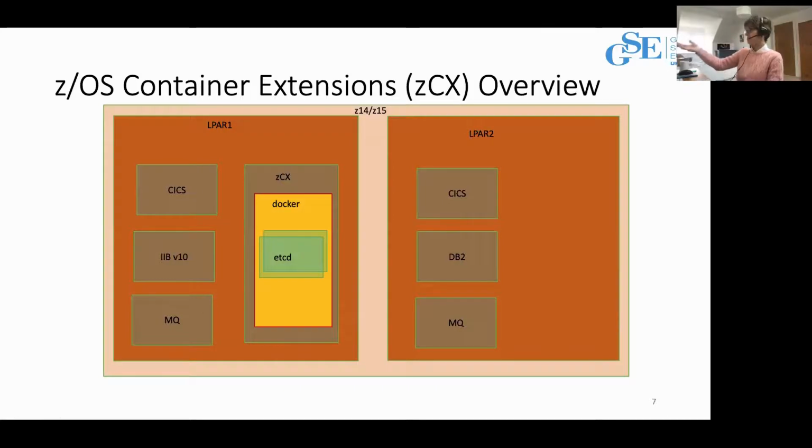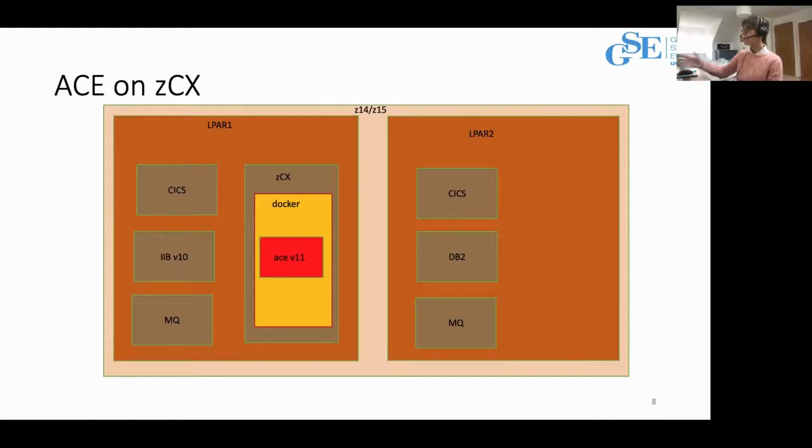So this would be a good use case. But what Wayne thought was, since you can run all that on zCX, why don't we put ACE version 11 on there? We haven't been releasing it on z/OS because the whole point of version 11 was it gave you containerization. There was no container architecture on z/OS. But now here we have a container architecture on z/OS. So let's ship version 11. So that's what we've done.